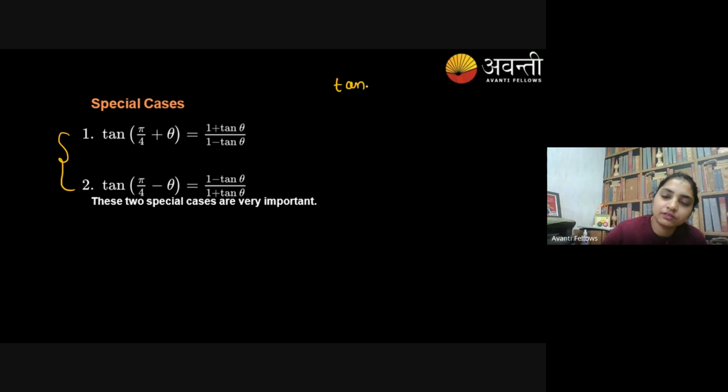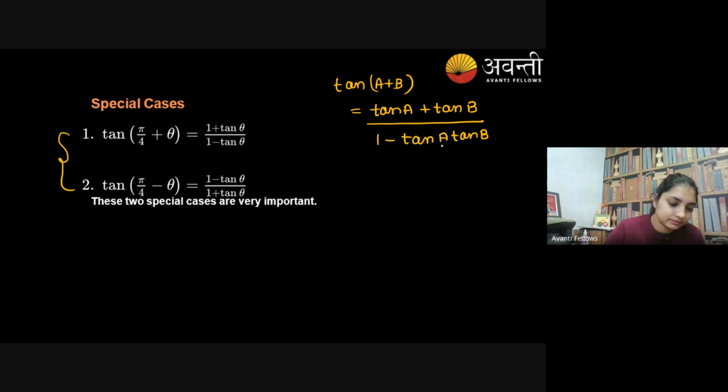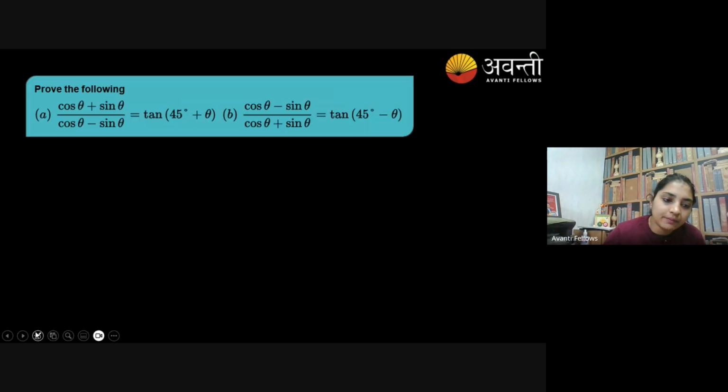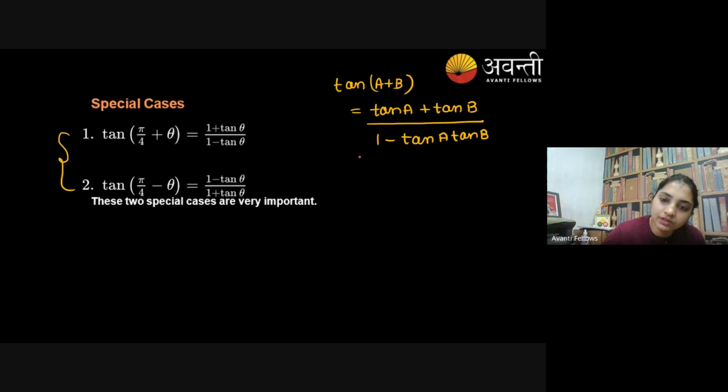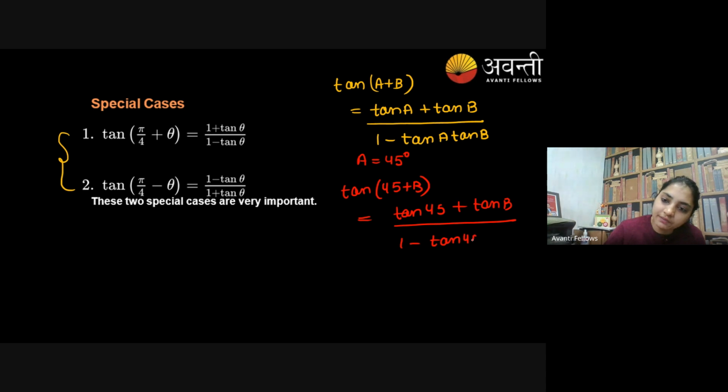As everyone learned, tan A plus B looks like tan A plus tan B divided by 1 minus tan A tan B. Remember? Right, Aaron? So what I'm expecting from you is that you just put A equal to 45 degree. So it will look like tan 45 plus B, and that must be equal to tan 45 plus tan B divided by 1 minus tan 45 tan B. So what's the value of tan 45?